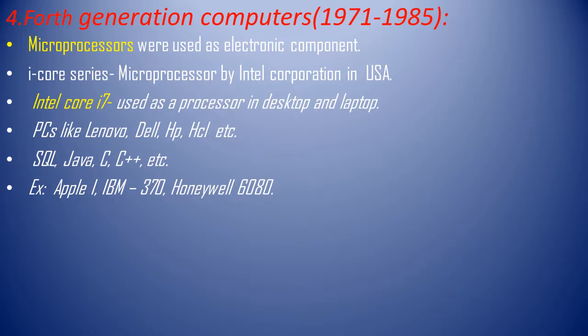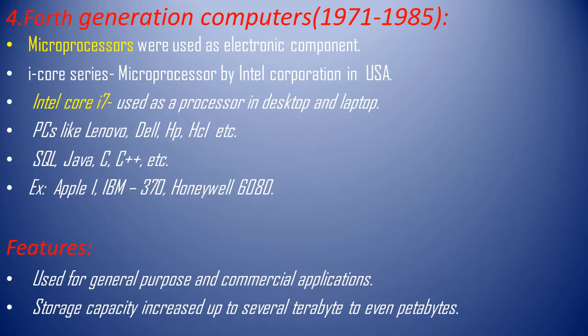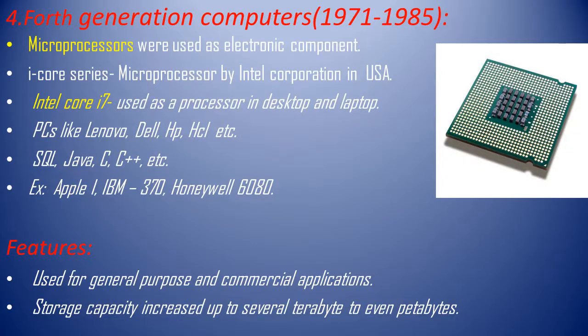Languages like SQL, C, C++, Java, etc. were developed in this generation. Some examples of computers of the 4th generation are Apple I, IBM 370 and Honeywell 6080. These 4th generation computers are used for general purpose and commercial application. Storage capacity increased up to several terabytes to even petabytes. This is a microprocessor.